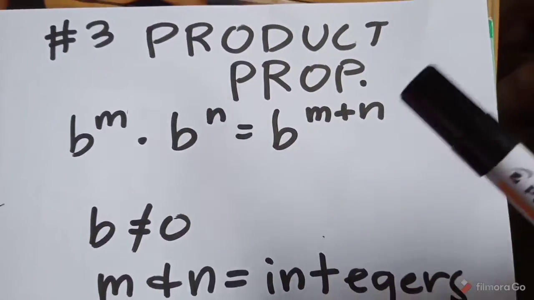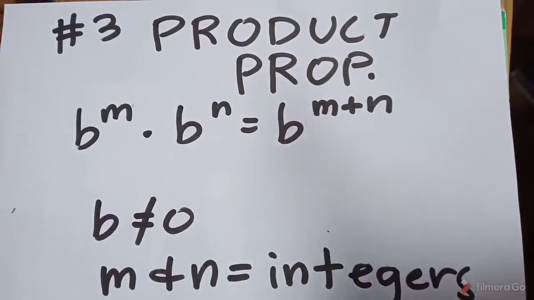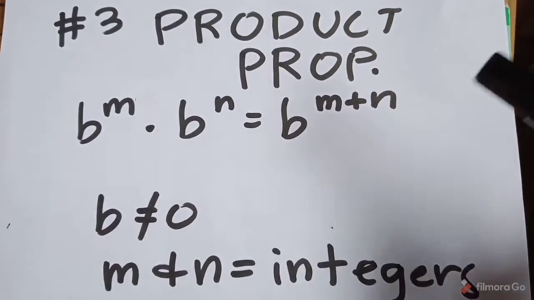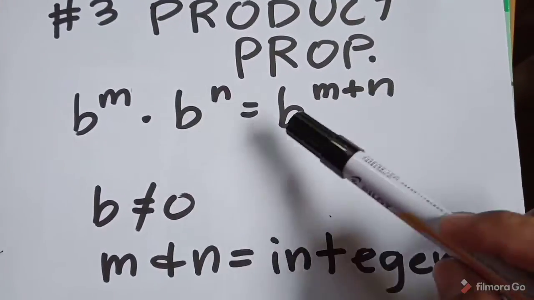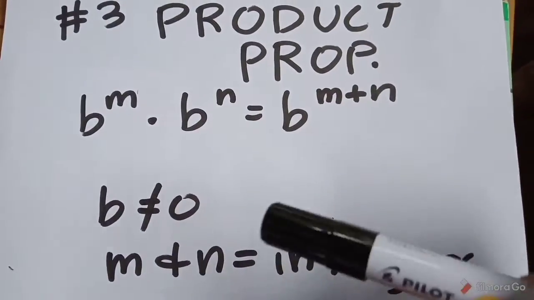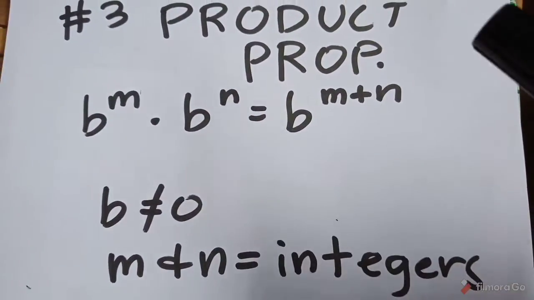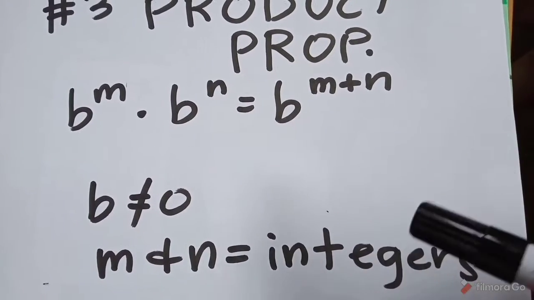Okay, rule number 3, the product property of exponents. When multiplying exponential expressions with the same bases, you just need to copy the base and add the exponents. The assumptions here are b is not equal to 0 and m and n are integers.